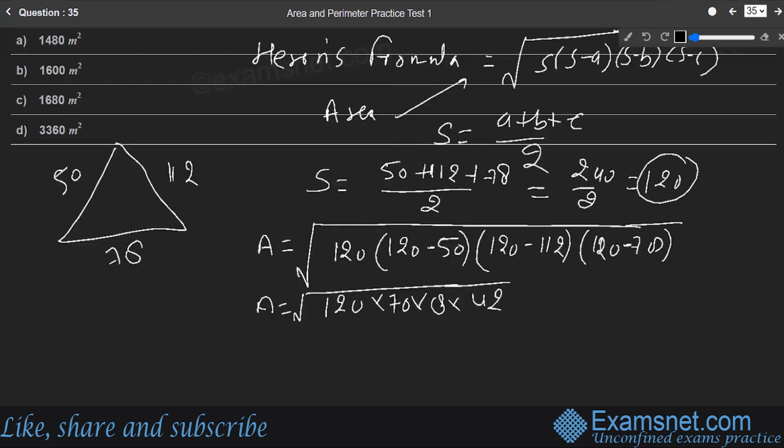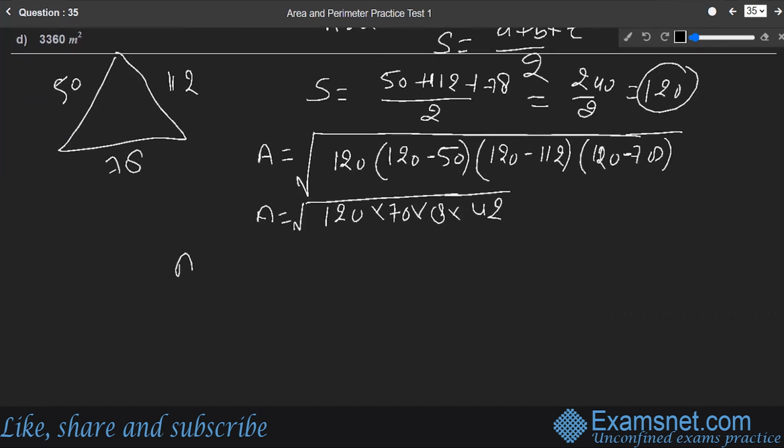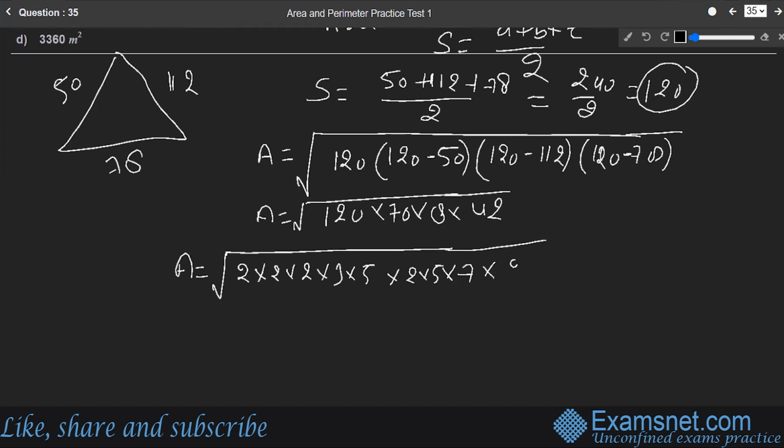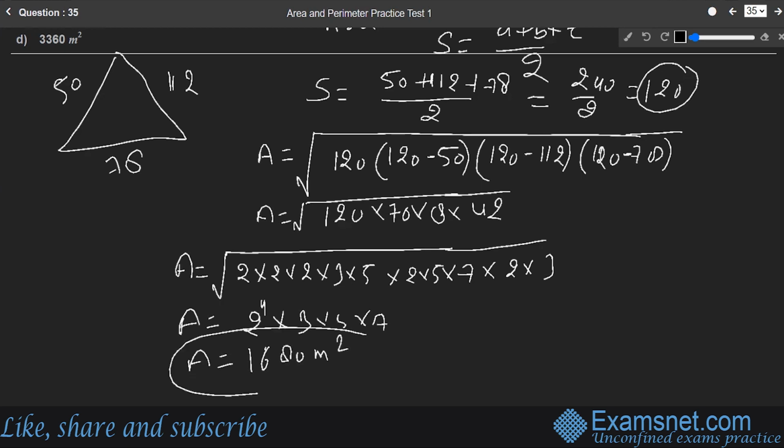So clearly, for finding out the under root, we'll have to break them into the factors. If we break down into factors, this will become like 2 into 2 into 2 into 3 into 5 into 2 into 5 into 7 into 2 into 3. So these are the factors. Okay. If you want to take the under root, then clearly we'll have to take the pairs. If we take the pairs, then area can be calculated as 2 to the power 4 into 3 into 5 into 7, which comes out to be area as 1680 meter square. So that is the right area.